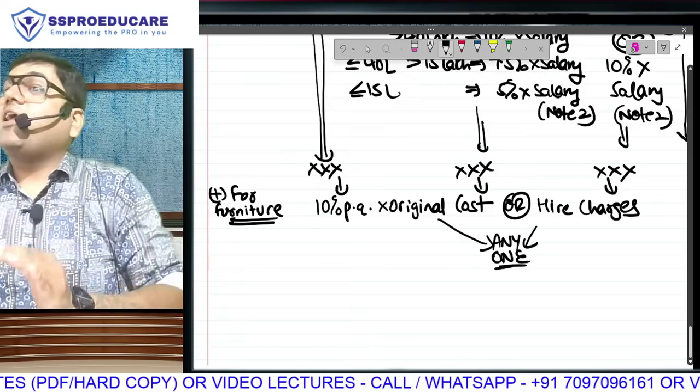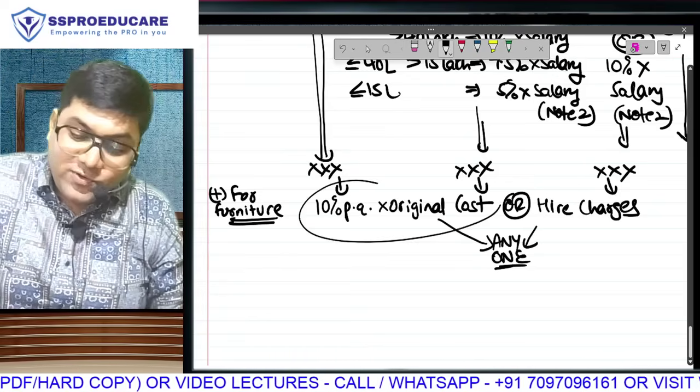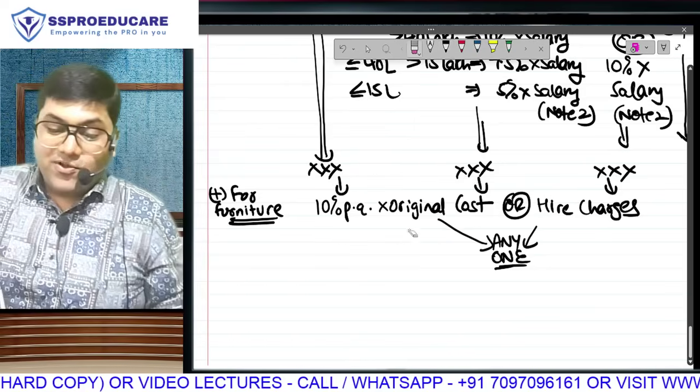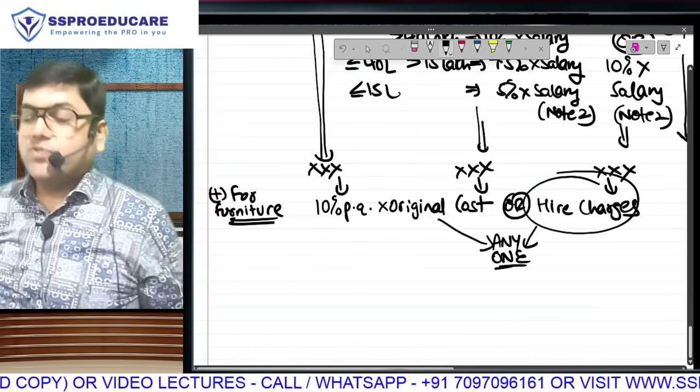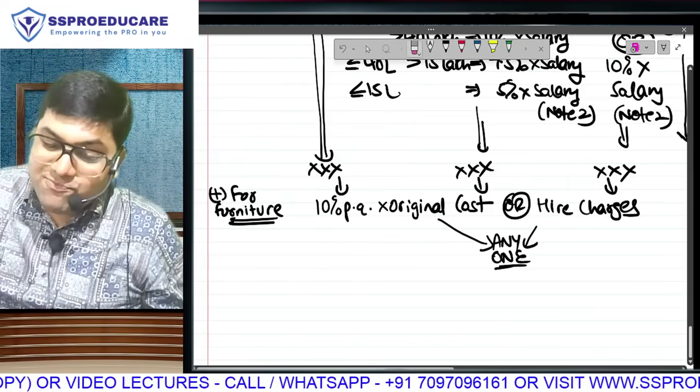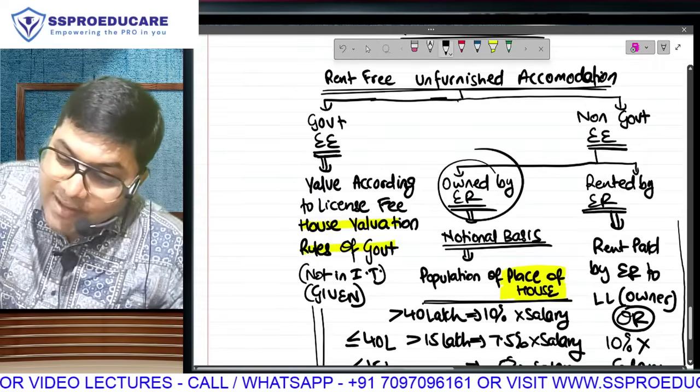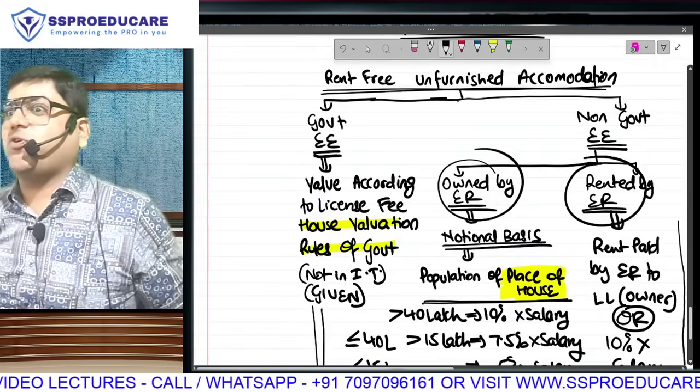If the boss is buying furniture and giving it to you, then you take 10% of cost. And if the boss is renting furniture and giving it to you, so you will take higher charges. You have the brain that we did this year, that owned by employer and rented by employer are two mutually exclusive cases.